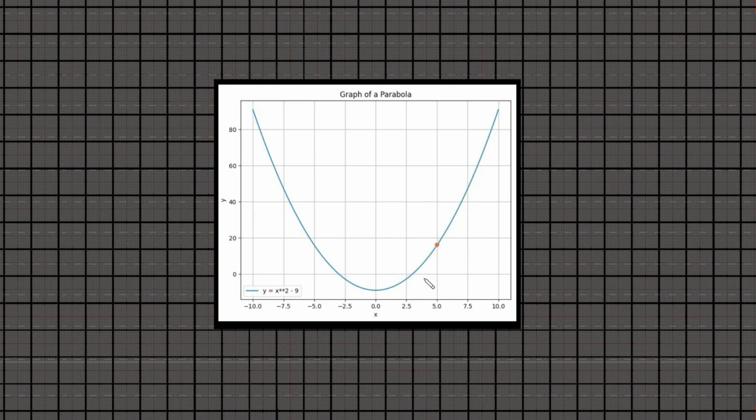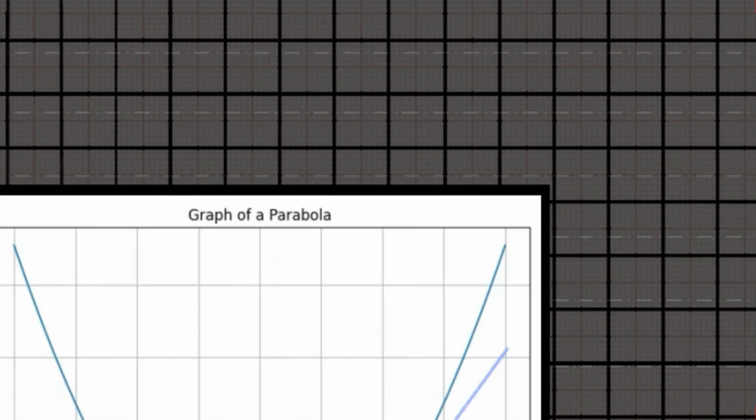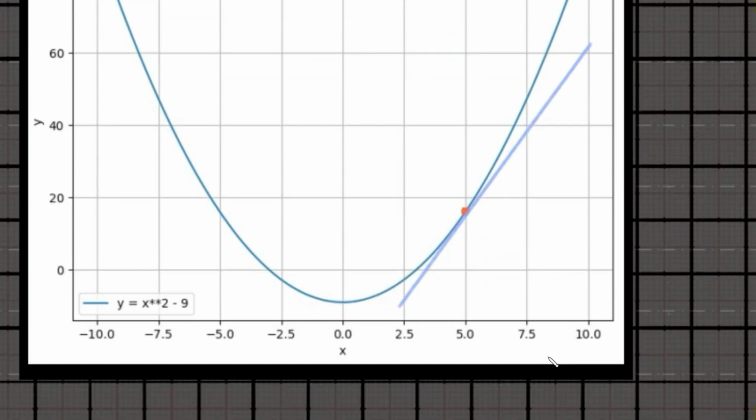Not exactly. Let me bend it a bit more. This looks okay. So let me zoom in. That will give us some clarity. So we have 5 over here. I took that, and at that point, I'm trying to draw a tangent. Then what is the next step?